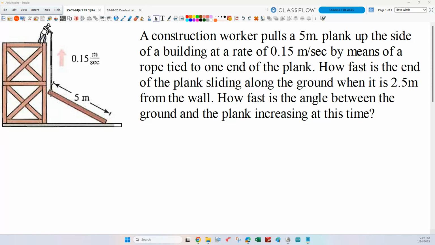A construction worker pulls a 5-meter plank up the side of a building at a rate of 0.15 meters per second, as seen in the picture, by means of a rope tied to one end of the plank. How fast is the end of the plank sliding along the ground when it is 2.5 meters from the wall? How fast is the angle between the ground and the plank increasing at this time? Okay, so let's do the first question first.